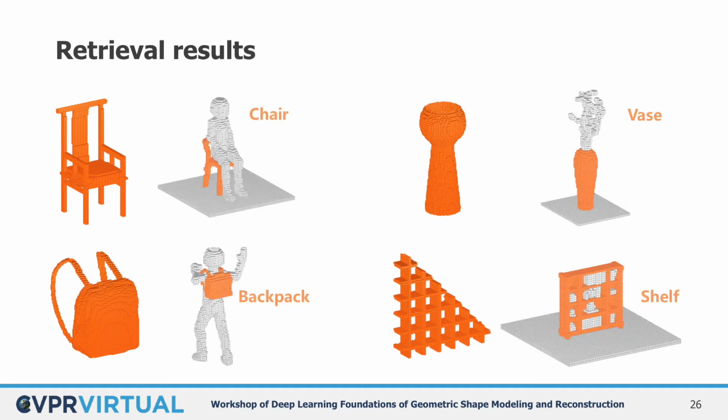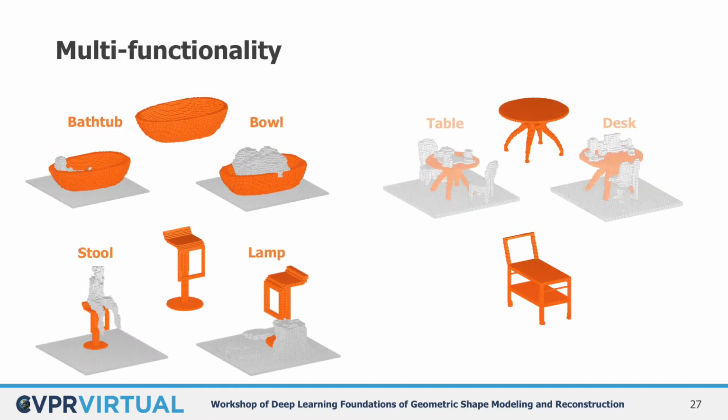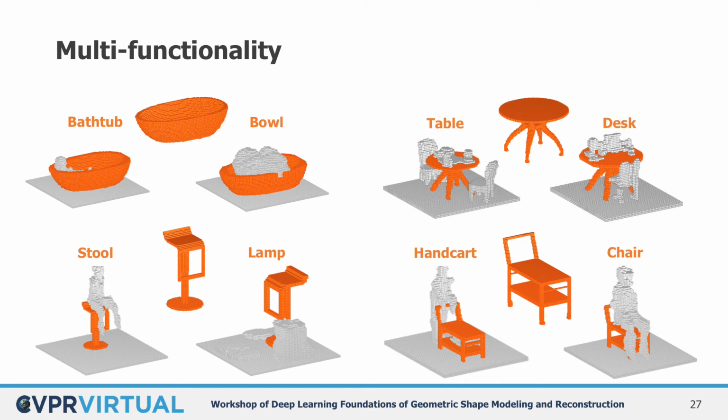Note how our method can handle a variety of human-object interactions and object-object interactions. Here are some example results showing how we capture the multifunctionality. For example, on the second row, we can see interesting examples of a stool-like lamp and a handcart used as a chair.